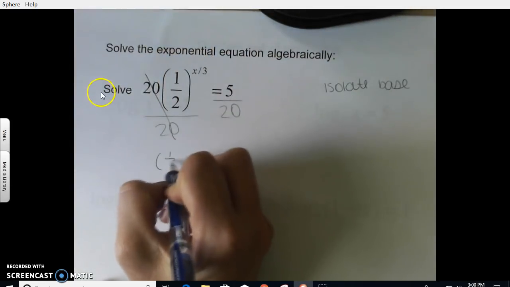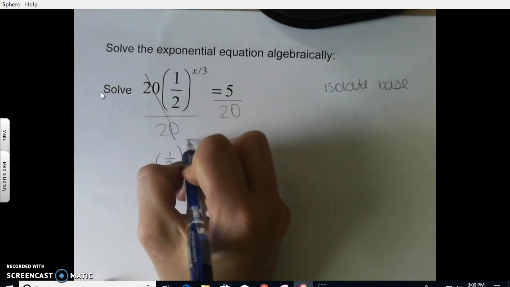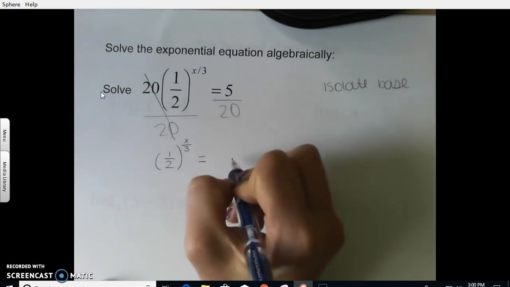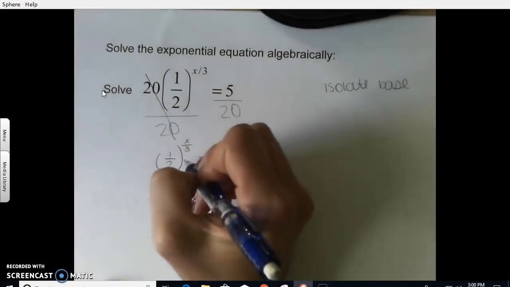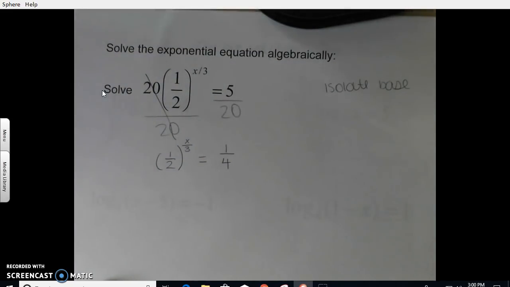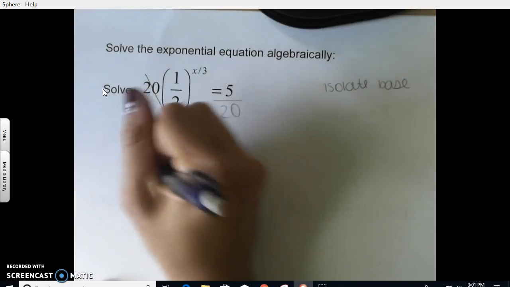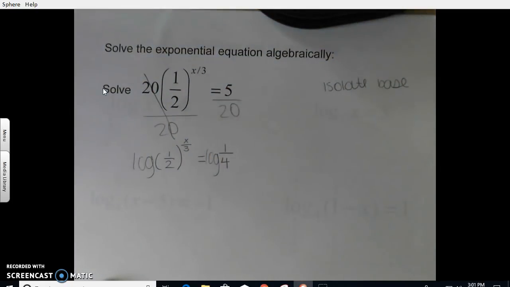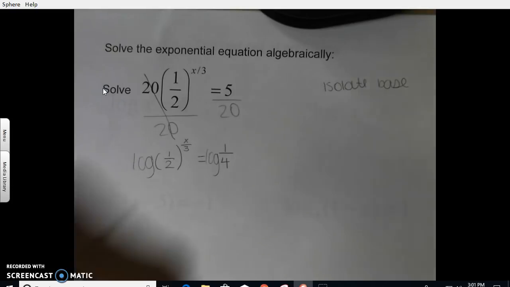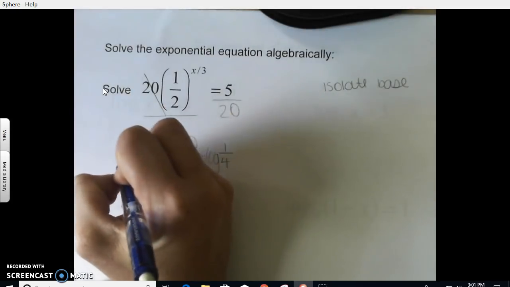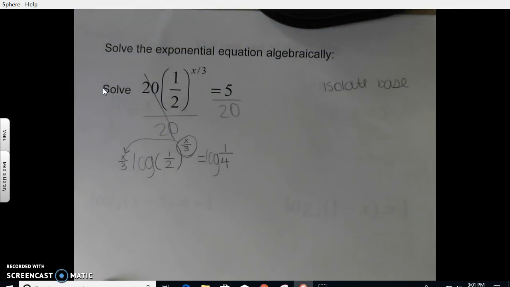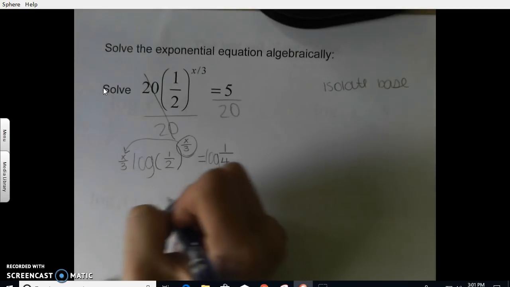And we get 1/2 to the x over 3 power is equal to 1/4. Now, I have no idea what x is going to be, so in order to do this, I'm going to log both sides. When we log both sides, I'm going to take x over 3, bring my exponent to the front, and I am going to isolate x now.